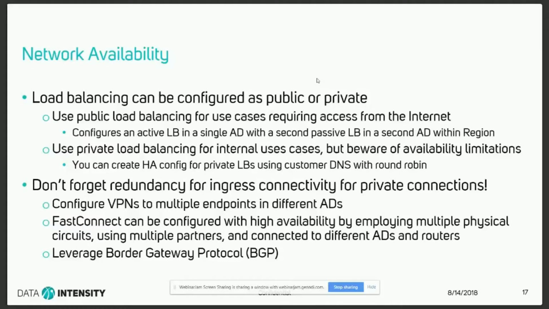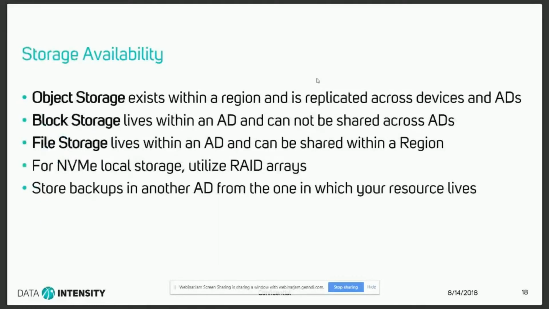You can also do a similar configuration with Fast Connect, and this is even more important, where you can contract for multiple physical circuits through multiple partners, connect through different availability domains within a region, and even different routers within that availability domain. We typically see customers leveraging BGP or Border Gateway Protocol to be able to load balance. You can either do that in an active-active scenario or an active-passive scenario. Obviously, if you're using active-passive, you're going to want to test that regularly to make sure that it works as expected.